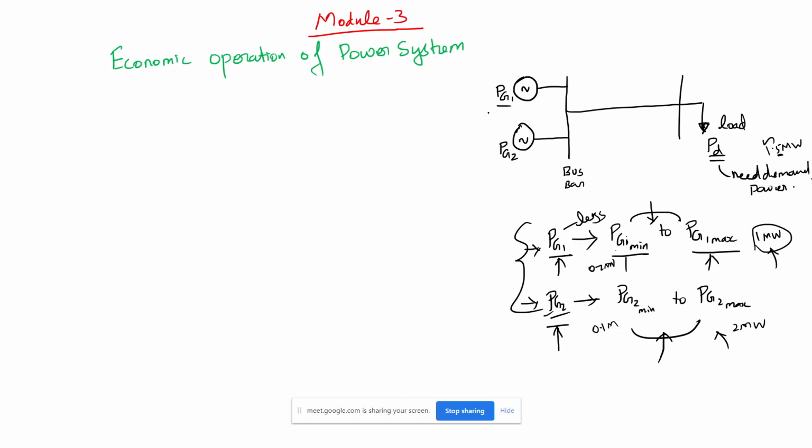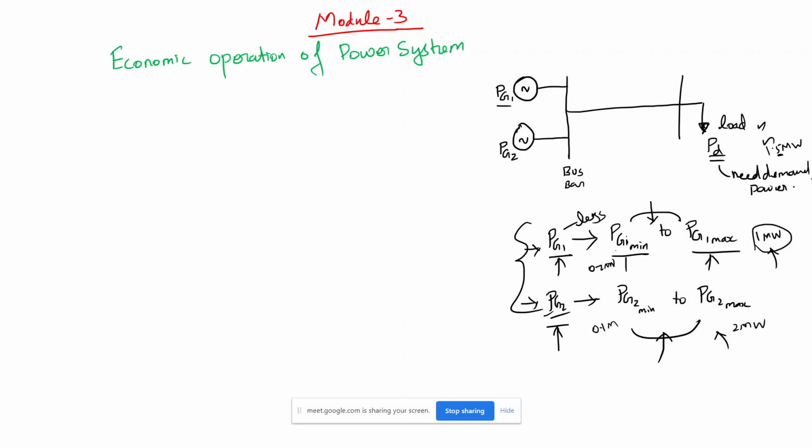If it is only 2 generators and the load is constant, no problem. If the load is varying very frequently, or the load demand is not well known to you or the utility, then finding the optimization, or economic operation, of this power system is very, very difficult. So in this module we are going to deal with this type of problem, called the economic operation problem, or the economic dispatch problem.